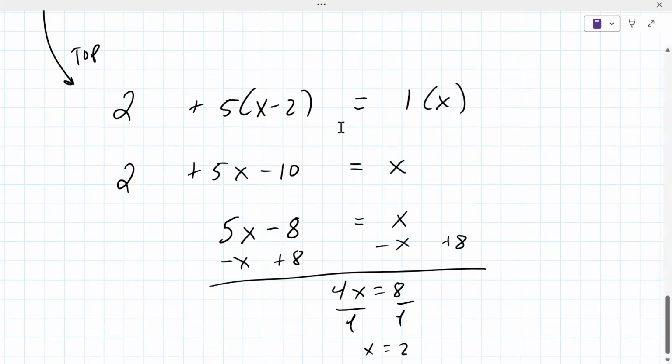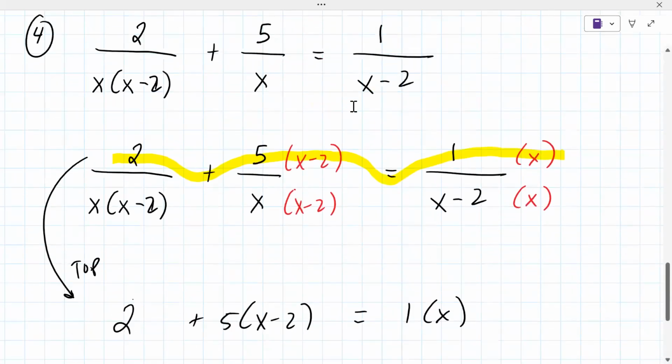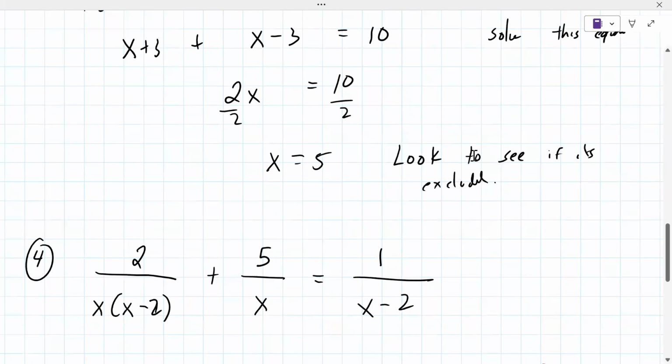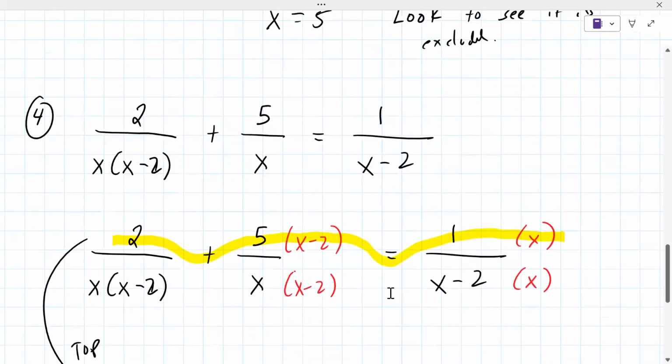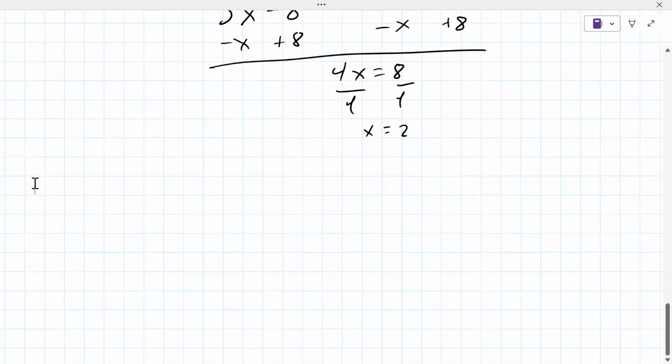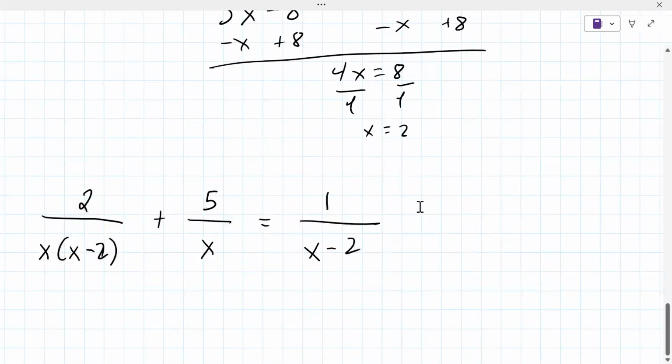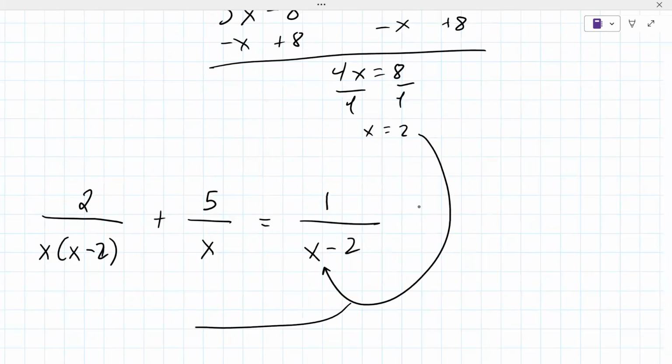Okay. But what did I say that we're supposed to do from the beginning, once you get your answer, you're supposed to look to see if it's excluded. And so here's the problem. When you put 2 back in the original, what's the problem here and here? It equals 0, and thou shall not divide by 0. Straight to detention or something. So it's bad, right? It's excluded, which means that there is no solution.